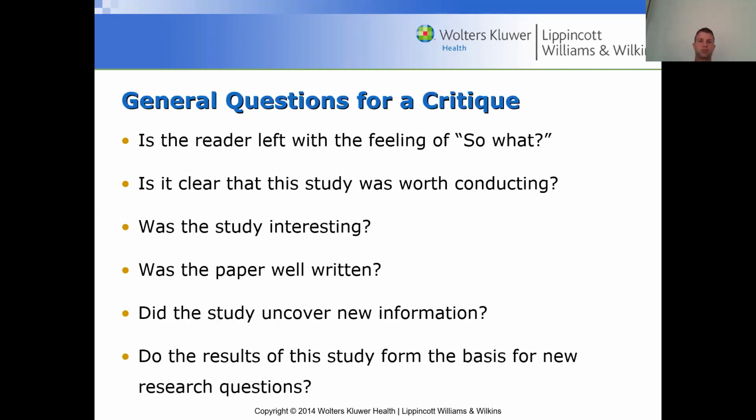All right, so is the reader left with the feeling of so what? That you never want that. Okay, you want the research to prove some type of point.